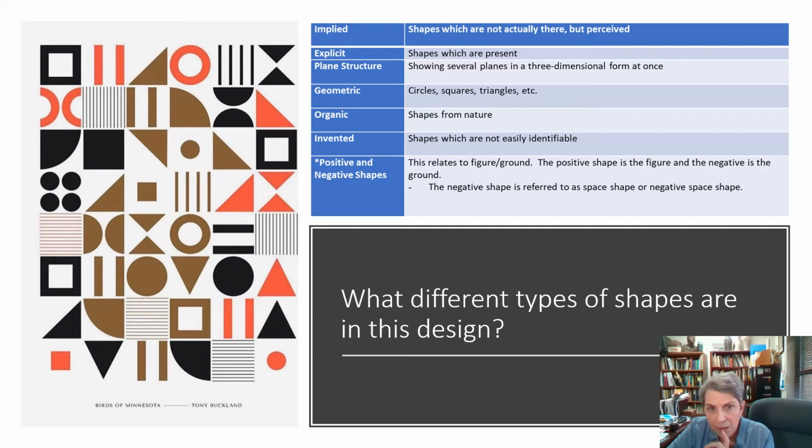It's implied because this side and these lines and this line, that line, creates that perceptual square that's not actually there. And I would say we have geometric types, and we do have negative and positive shapes. This is a negative or implied triangle. This is also an implied square.